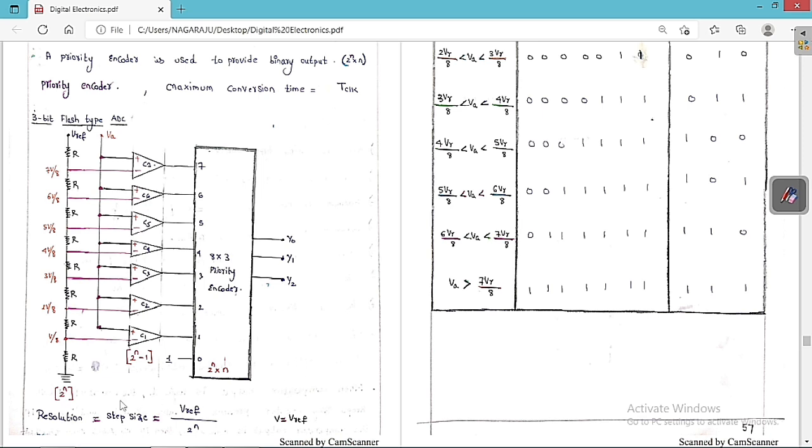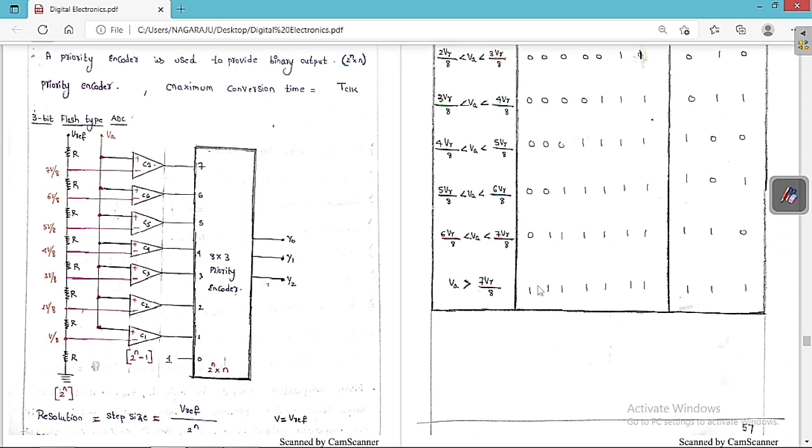So what is the resolution? It is V by 8 here. In this case it means V reference by 2 to the power of n. Therefore, as there are 3 bits, 2 cube is equal to 8, so V reference by 8. What I am trying to say is that the voltage drop across the individual resistor is V by 8. So above that voltage only it can measure, but not below that one. If any input voltage is lesser than V by 8, then it cannot measure. It should always be greater than V by 8. Therefore, the minimum voltage, or we can say the resolution or step size, is V reference by 2 to the power of n, where n is the number of bits.